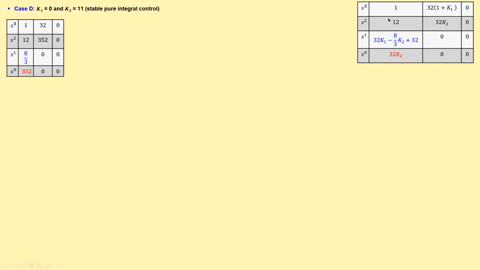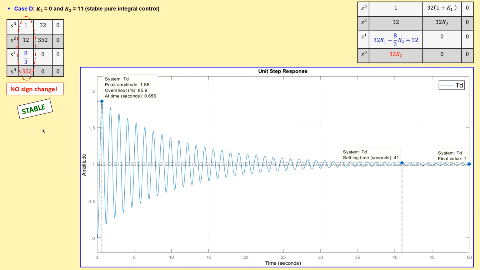If I now substitute the values for K1 and K2 in here, I will generate this table. You will see in the first column no sign changes. So we can already conclude no sign changes, that means stable system. Now let's look at the unit step response. What we have is a lot of overshoot, but still stable, but with a lot of ringing. And the final value is 1.